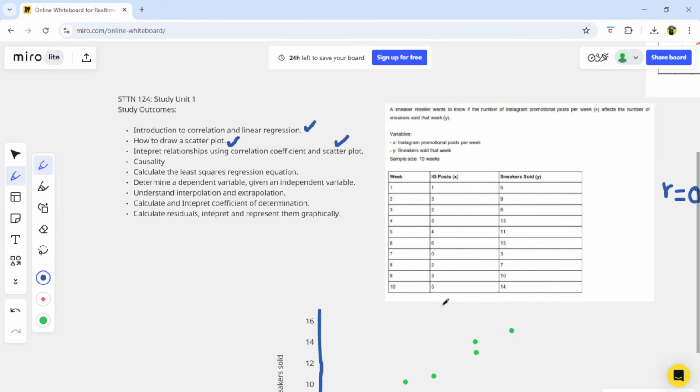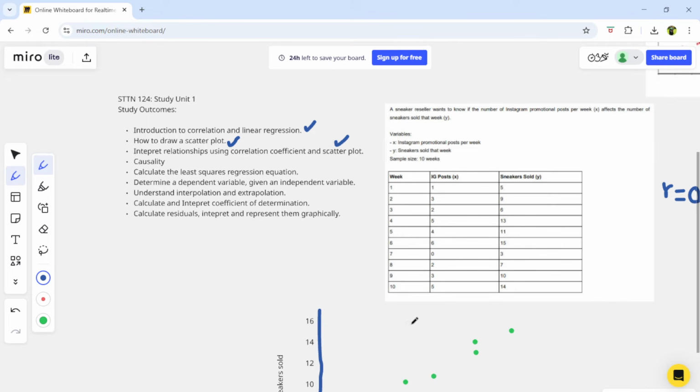So there are other variables that can contribute to the number of sneakers being sold that particular week. The IG post can influence people to buy, but that's not entirely the reason why the sneakers would be sold. That is what causality means. It asks if the X variable 100% affects the Y variable. Basically, it means that if there are no posts for a certain week, there won't be any sneakers sold.